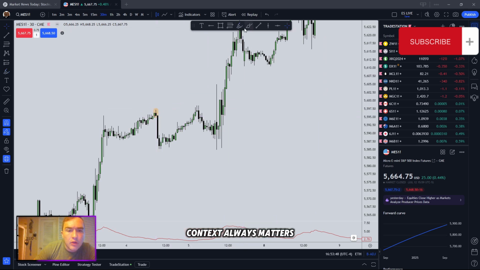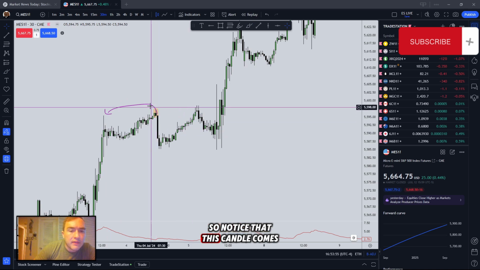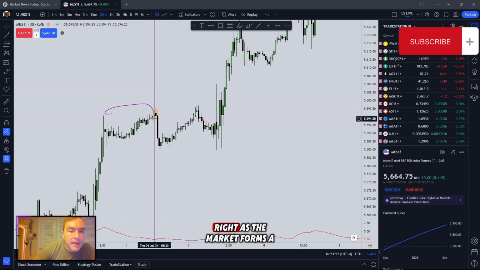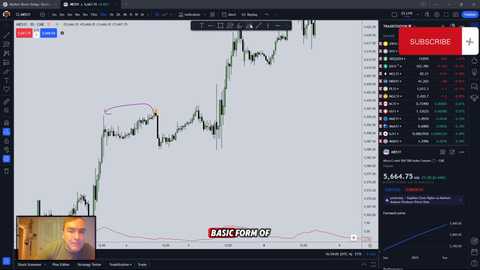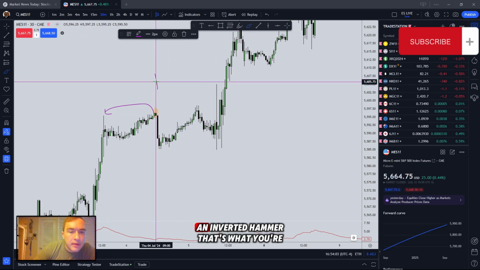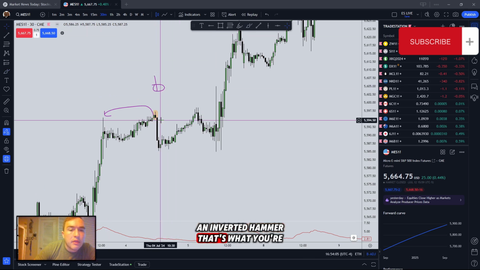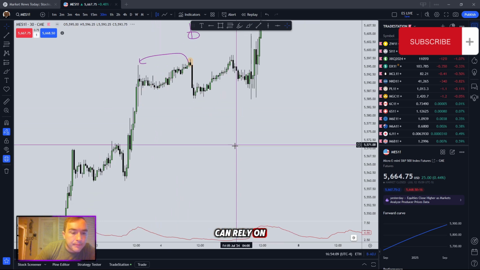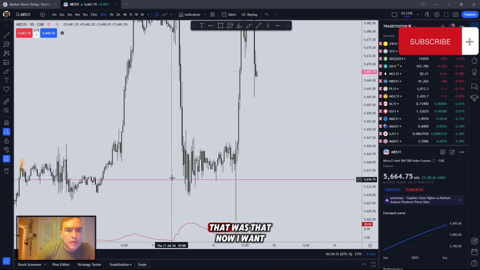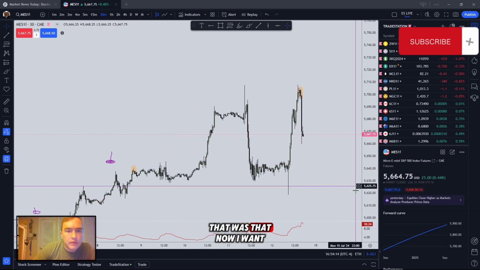So context always matters. So notice that this candle comes in right as the market forms a new short-term high, and look at how that has that basic form of an inverted hammer. That's what you're looking for. That's a candlestick pattern that you can rely on. Okay, guys, that was that.